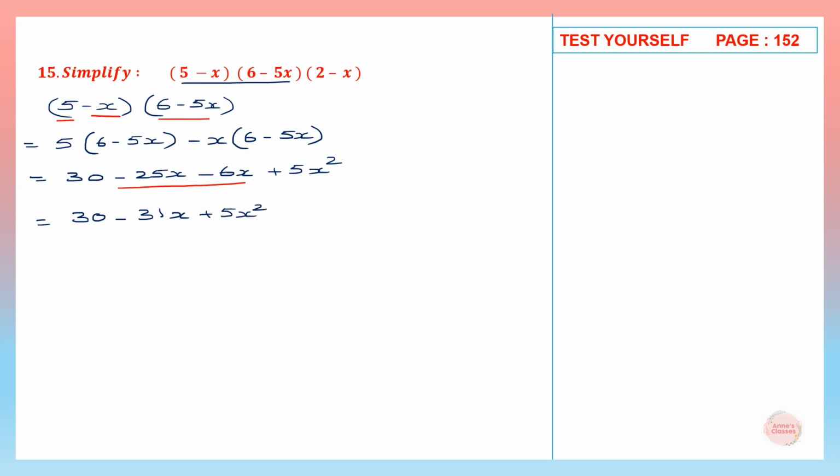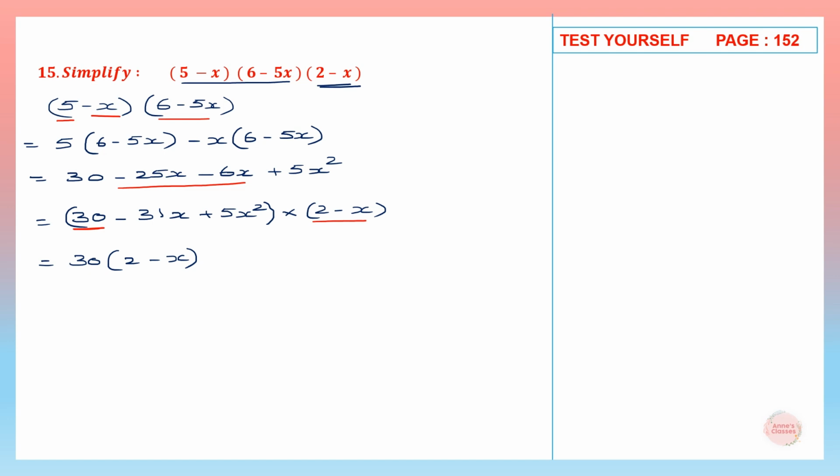Now we are going to multiply this with the third binomial, which is 2 minus x. So here you can do it in two ways. You can take each term of this and multiply it with this, or take each term of this and multiply it with this. Okay, multiplication, you can change the order. So here what we are going to do is multiply in the same order itself. So 30 and then multiply it with 2 minus x.